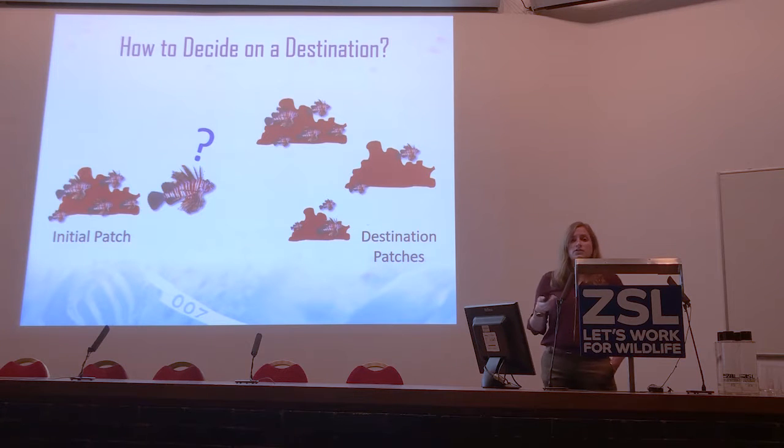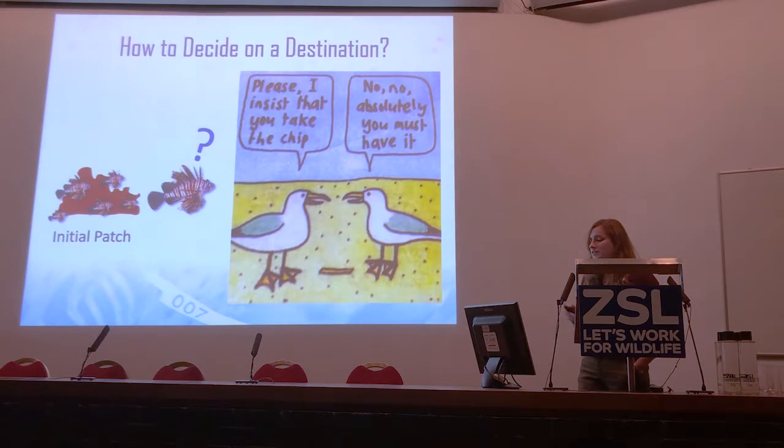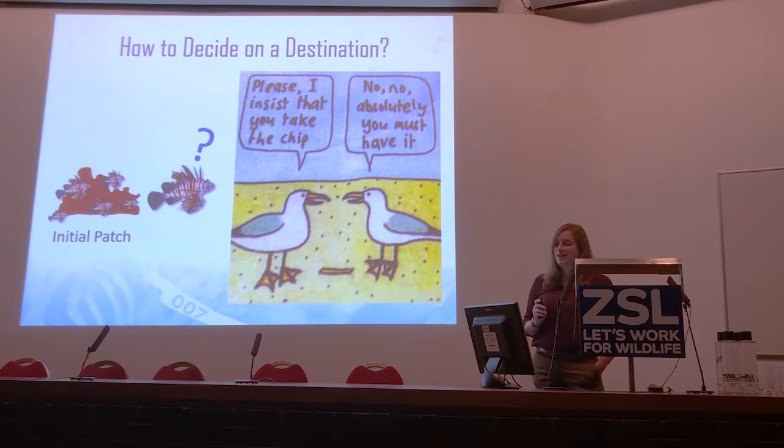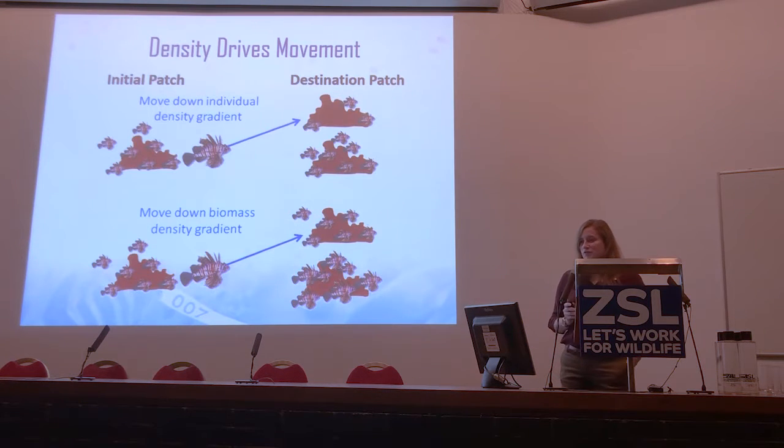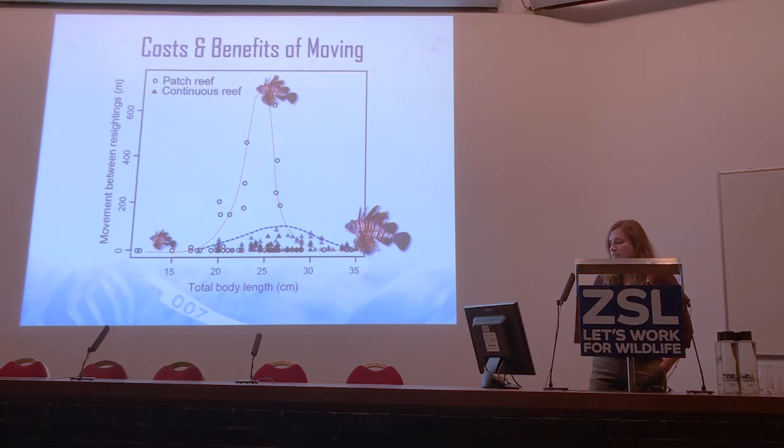And so once a fish decides to move, how does it decide where to end up? It turns out that that has a lot to do with how many other lionfish are on these destination patches, because scenes like this very rarely happen in nature. And so they do move down density gradients, down individual and biomass density gradients. And what we found is that not all lionfish moved in exactly the same way.